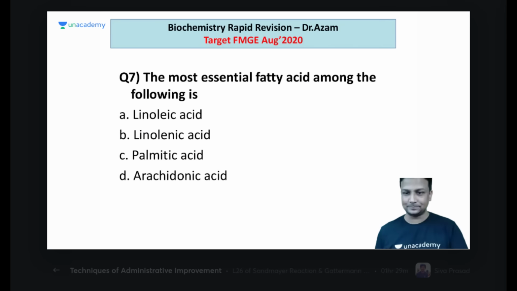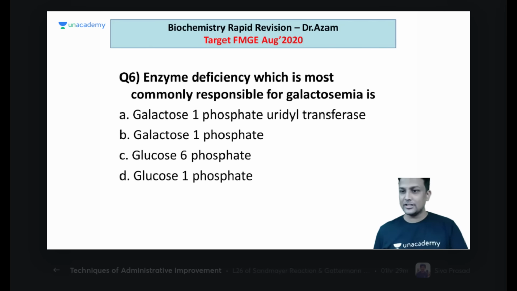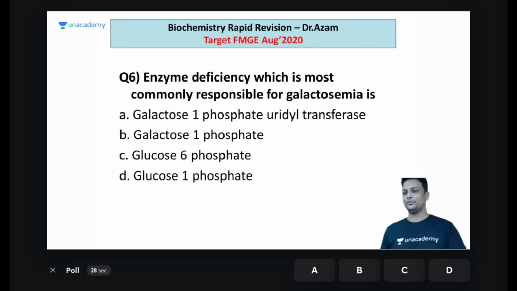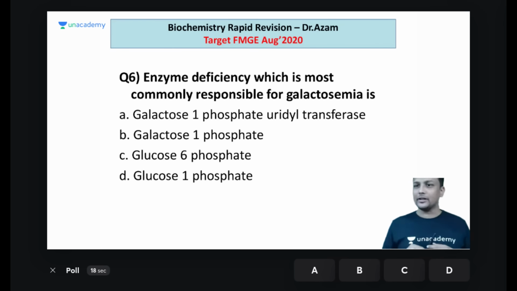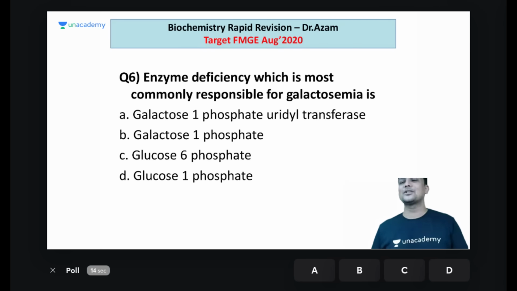Next one, sir. After that, can you answer this question here right now, sir? Which enzyme deficiency is most commonly responsible for galactosemia? Answer in the poll now, everyone. Your time starts now. Look at those confident answers from all my students here right now, sir.